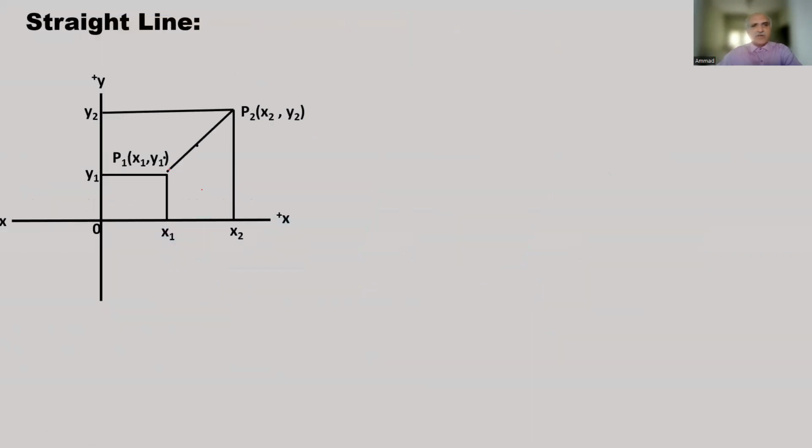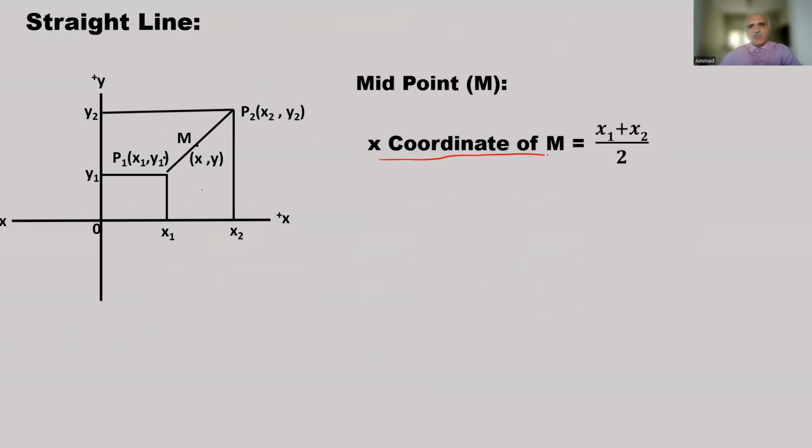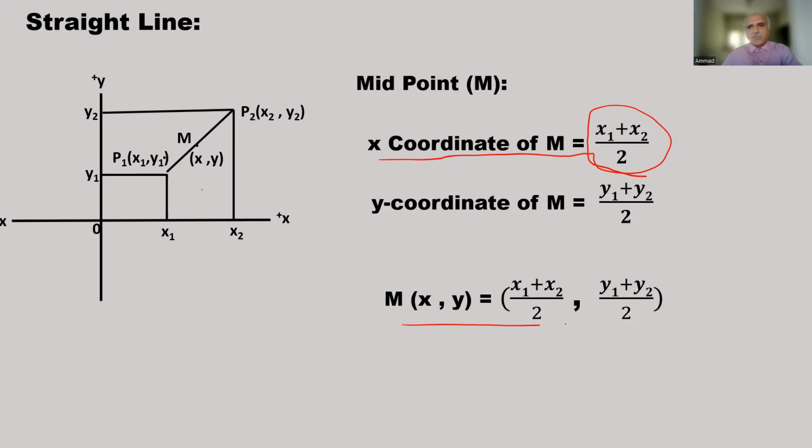If we are interested to find out the midpoint M between these points, the coordinates of this point, we can proceed as follows. The x coordinate of M can be obtained by adding x1 plus x2 of P1 and P2, over 2. And similarly, the y coordinate can be obtained by adding y1 plus y2 over 2. And ultimately, this formula will be obtained, which can be used to find the midpoint of any two points.